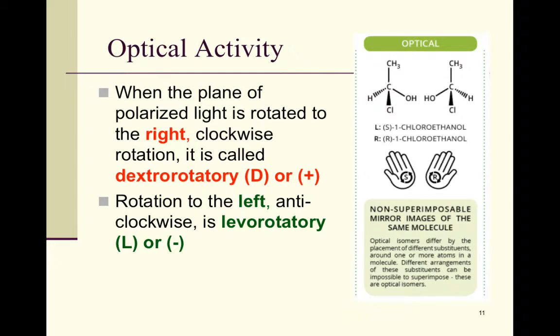When the plane polarized light is rotated to the left in the anti-clockwise direction, it's known as levorotatory, or L. The L could be capital or lowercase, or we could have a minus sign. In the chemistry version, we also have R and S. R is when it's going in the right-hand direction, going clockwise. S is when it's going in the left-hand direction, going counterclockwise. So S would match L, levorotatory, where R would match D, dextrorotatory. It's going in the right-hand direction.